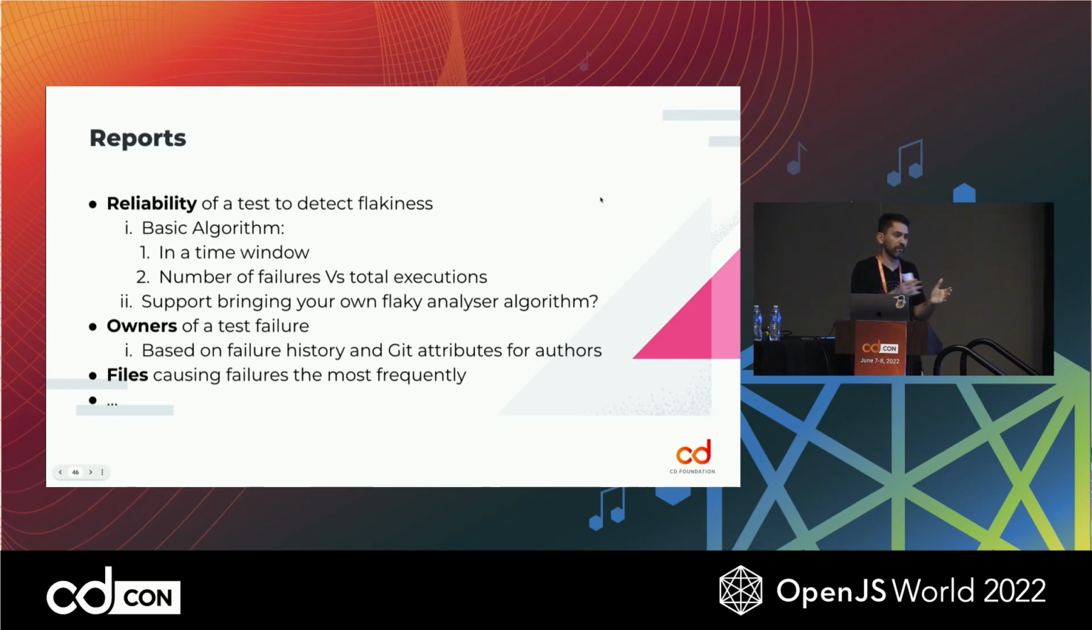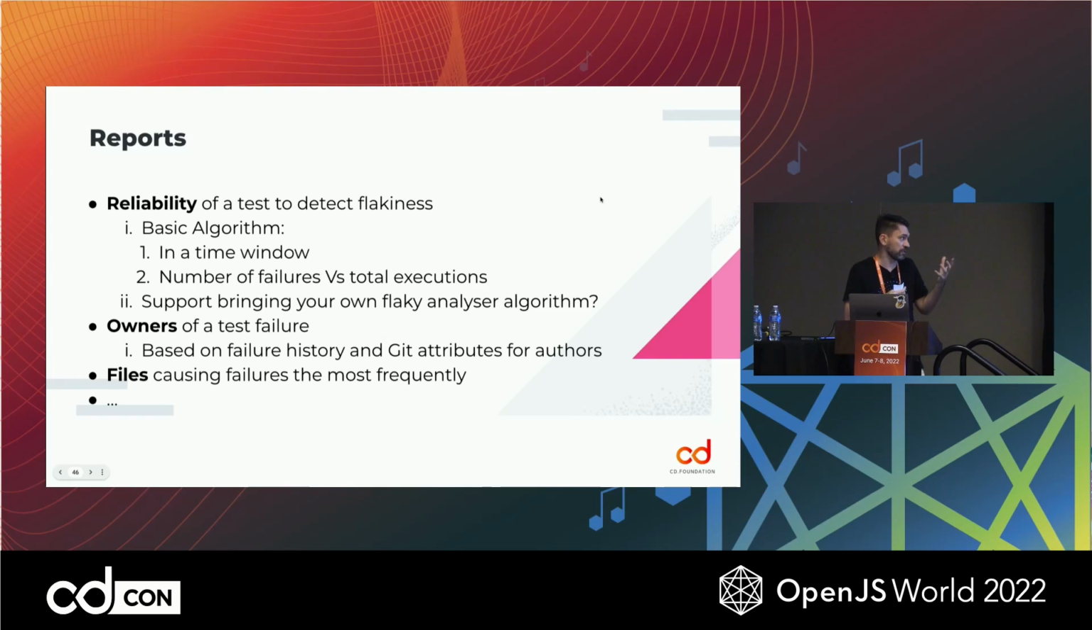We are able to collect information. We could define different algorithms to calculate the flakiness. The very basic one is, in a time window, the number of executions versus the number of failures, and well, it would be a very basic algorithm. We would like to provide support for bringing your own analyzer or algorithm, so it's possible in the future to contribute different algorithms and choose one depending on some configuration.